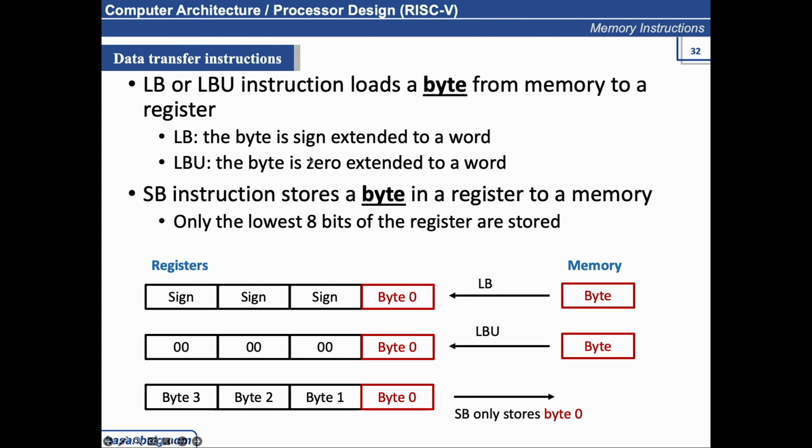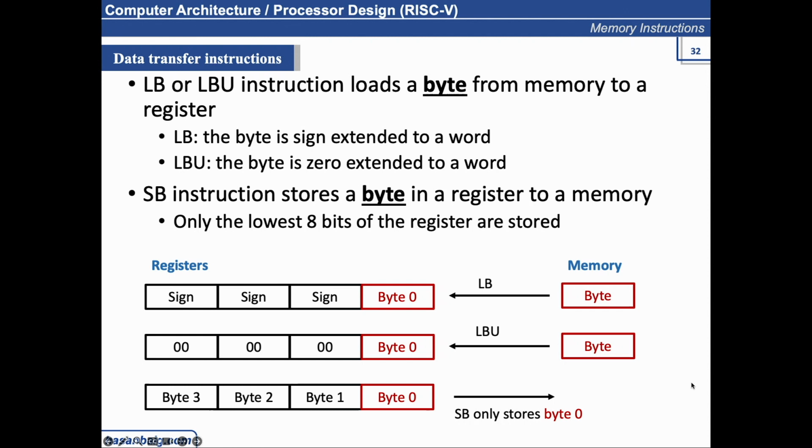Same thing we have already discussed. Load byte loads a byte from the memory to a register, and store byte stores the byte into memory. So here, if this is a memory and you're loading using LB, it will load the byte, and whatever the sign is, it will extend the sign. LBU will just extend zeros. And here, the first byte is copied if you're using SB. If you're using SH, the first 2 bytes are copied into the memory.